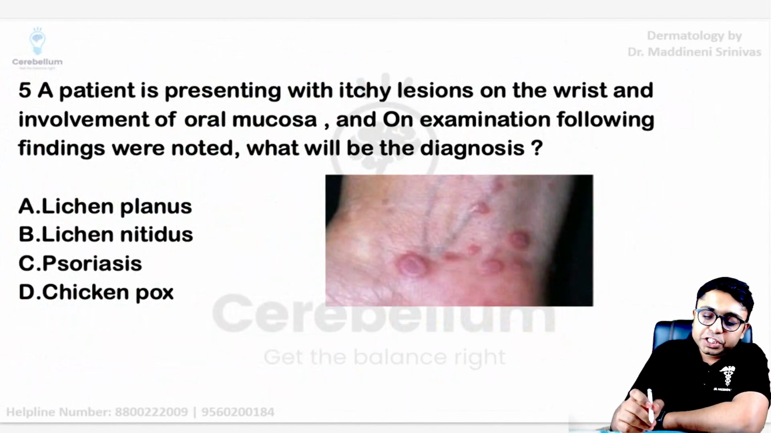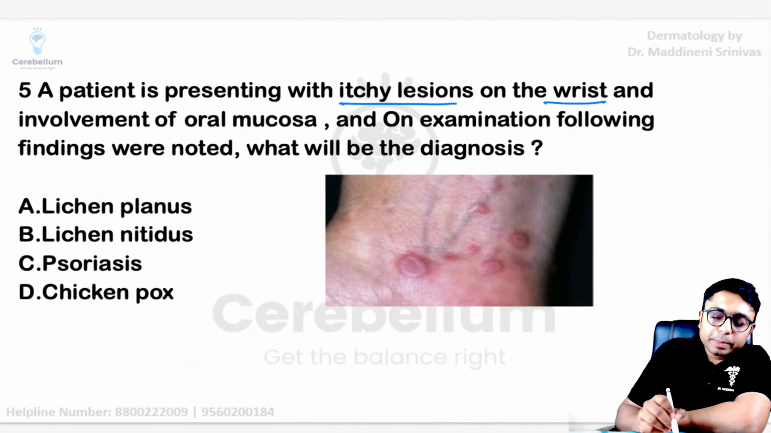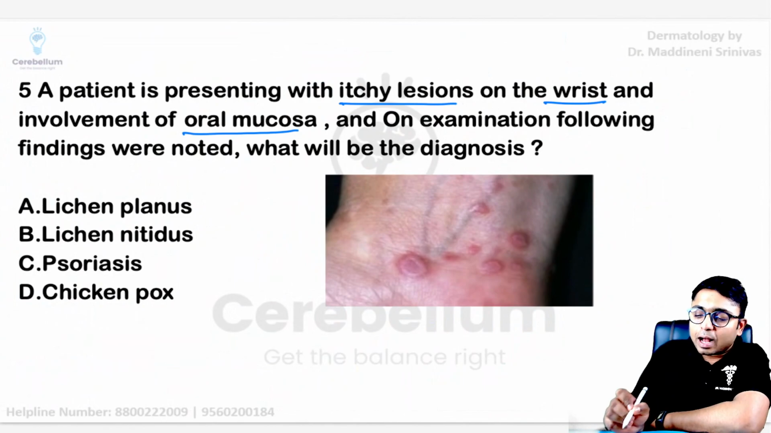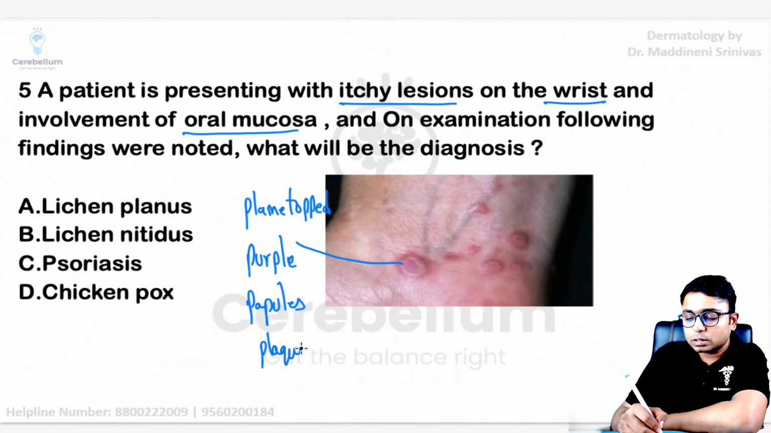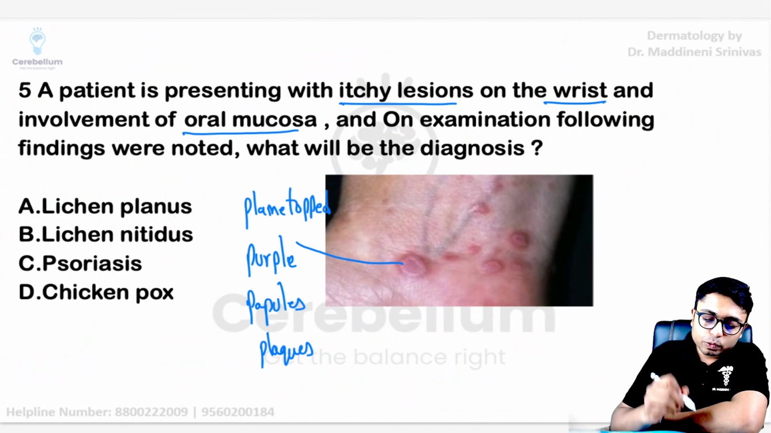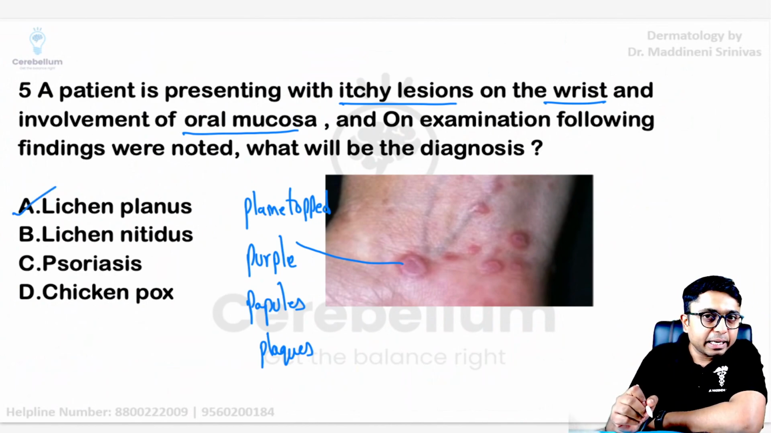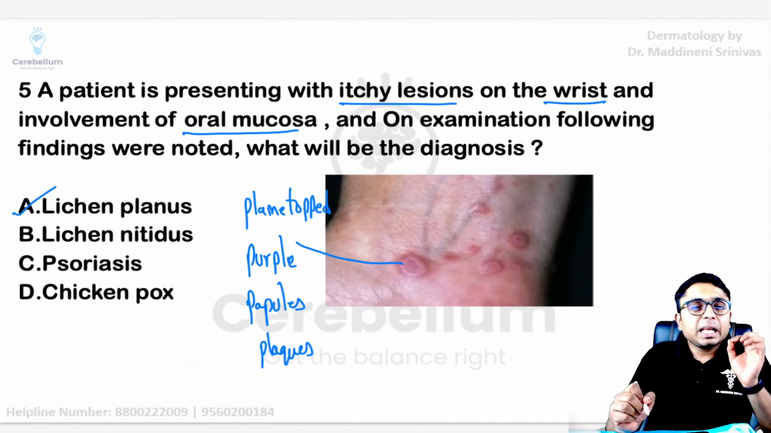This is the next question. A patient presenting with itchy lesions on the wrist and involvement of the oral mucosa. On examination, the following findings were noted, and you are able to see that there are flat topped, purple papules and plaques. So all these features are pointing towards a diagnosis of lichen planus, where we are going to see mainly the P's.